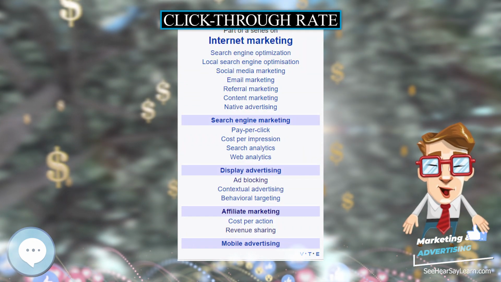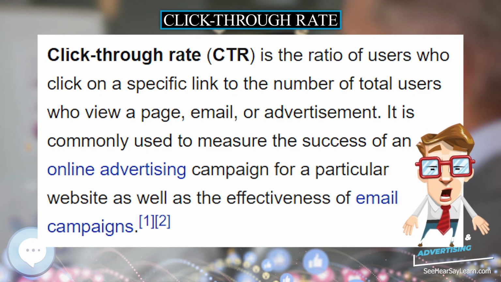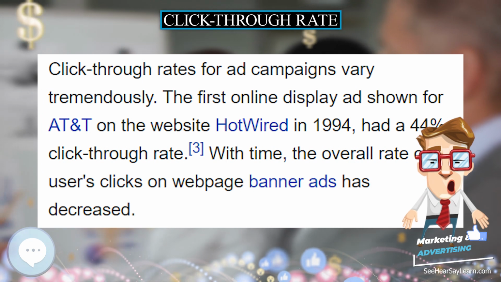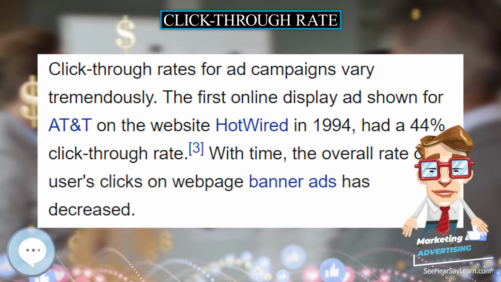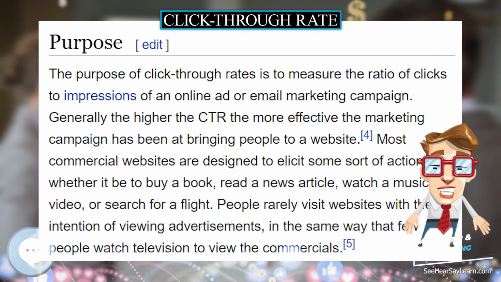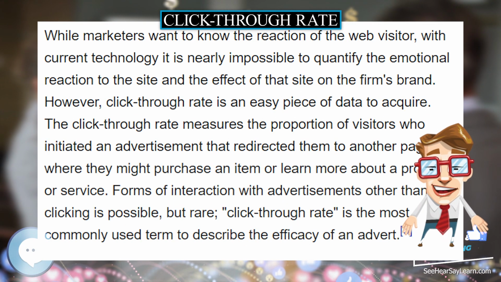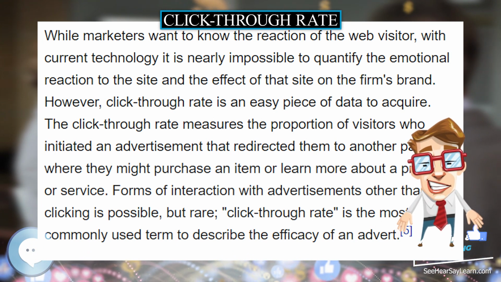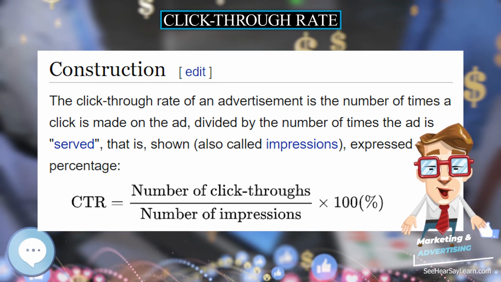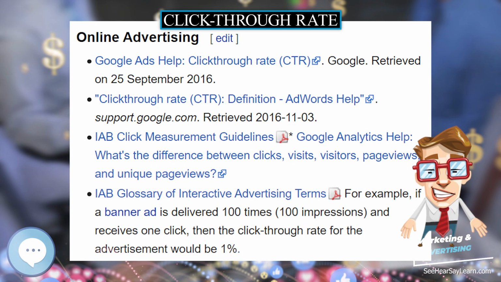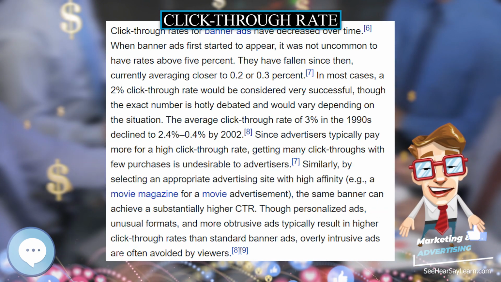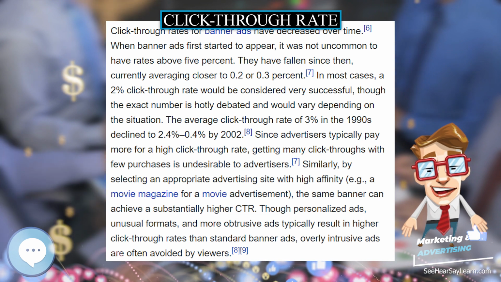The click-through rate measures the proportion of visitors who clicked an advertisement that redirected them to another page where they might purchase an item or learn more about a product or service. Forms of interaction with advertisements other than clicking are possible, but rare. Click-through rate is the most commonly used term to describe the efficacy of an advert. Construction. The click-through rate of an advertisement is the number of times a click is made on the ad, divided by the number of times the ad is served, that is, shown, also called impressions, expressed as a percentage.